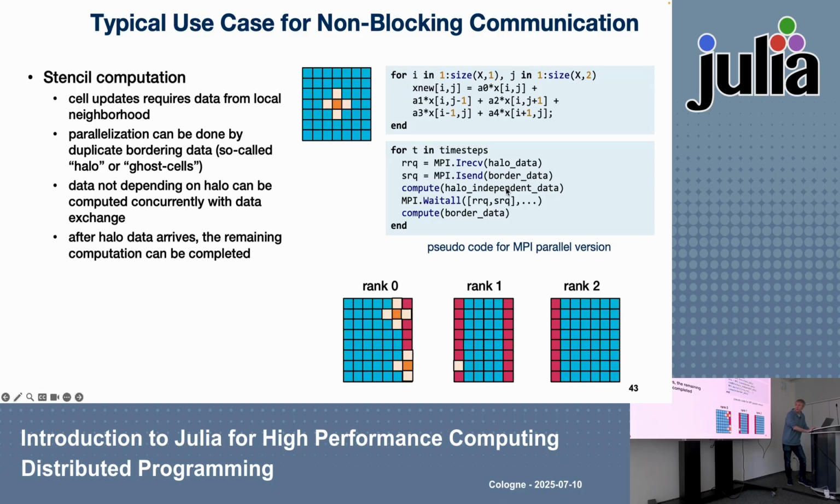And once we are done with this, we can check if we already have the data that we need because we expected to receive some messages. And then once we have the data that we need, we can compute this halo region at our border. And this happens in one of the time steps, and in the next time steps then again, because usually you then do calculations for multiple time steps.